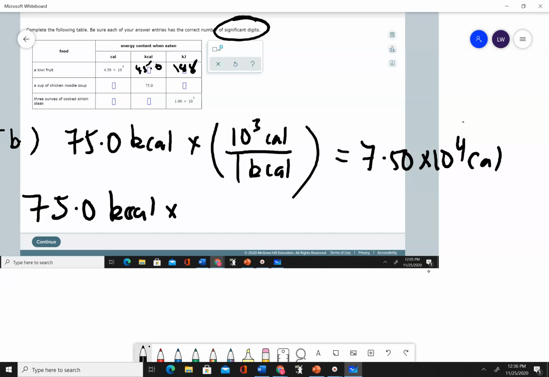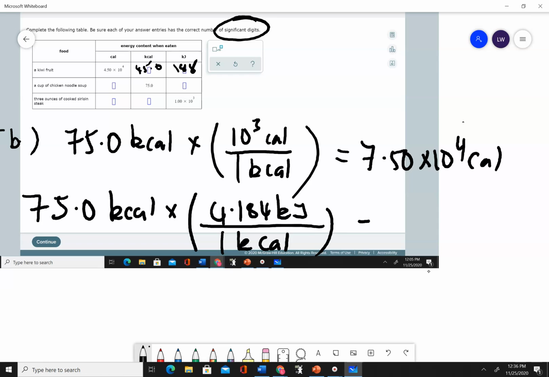75.0 kilocalories times, and we know that we get 4.184 kilojoules for every 1 kilocalorie. So that's nice and easy. 75 times 4.184. We want 3 significant figures, so it ends up being 314 kilojoules. We can check all of our units. Yeah, our units are good in both cases. So there's our next one, 7.50 by 10 to the 4, and then this one, 314.